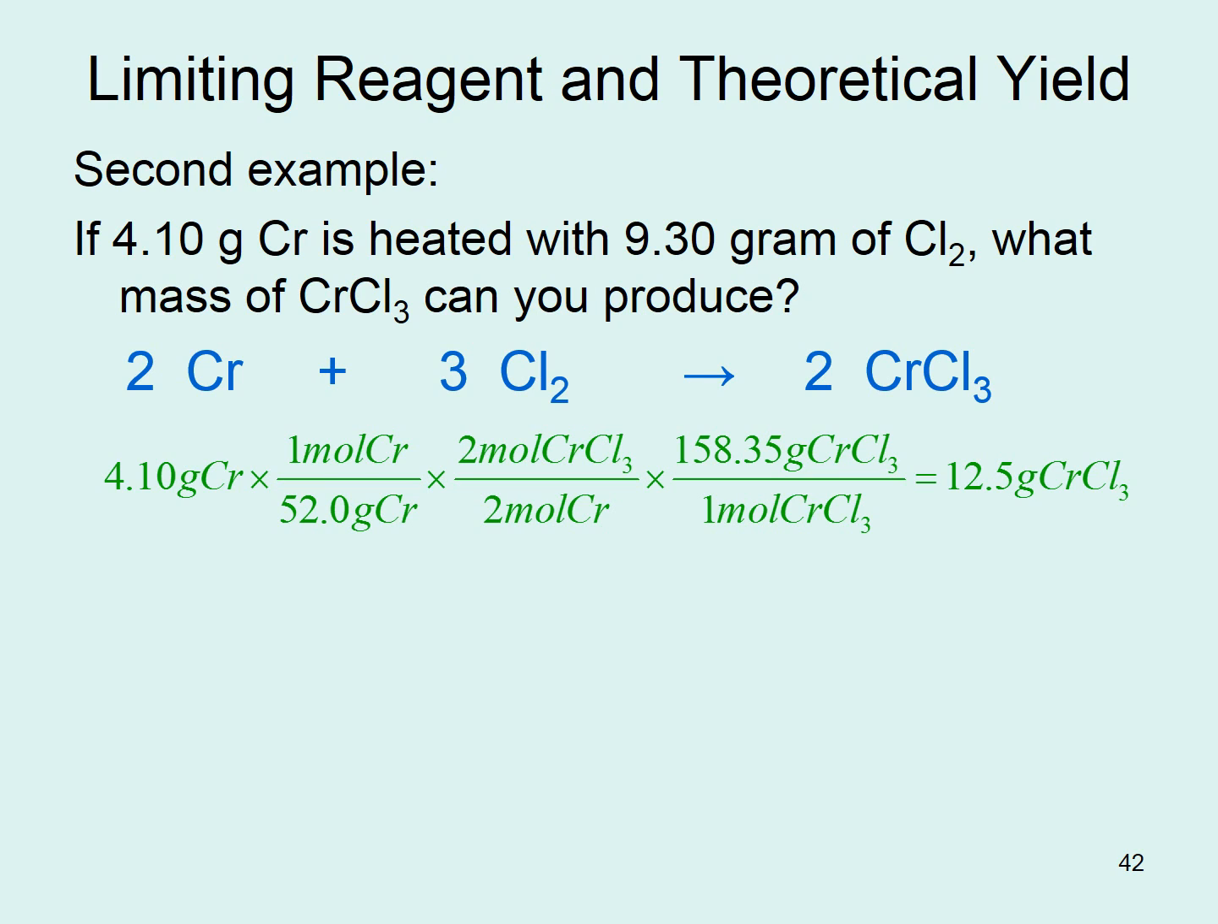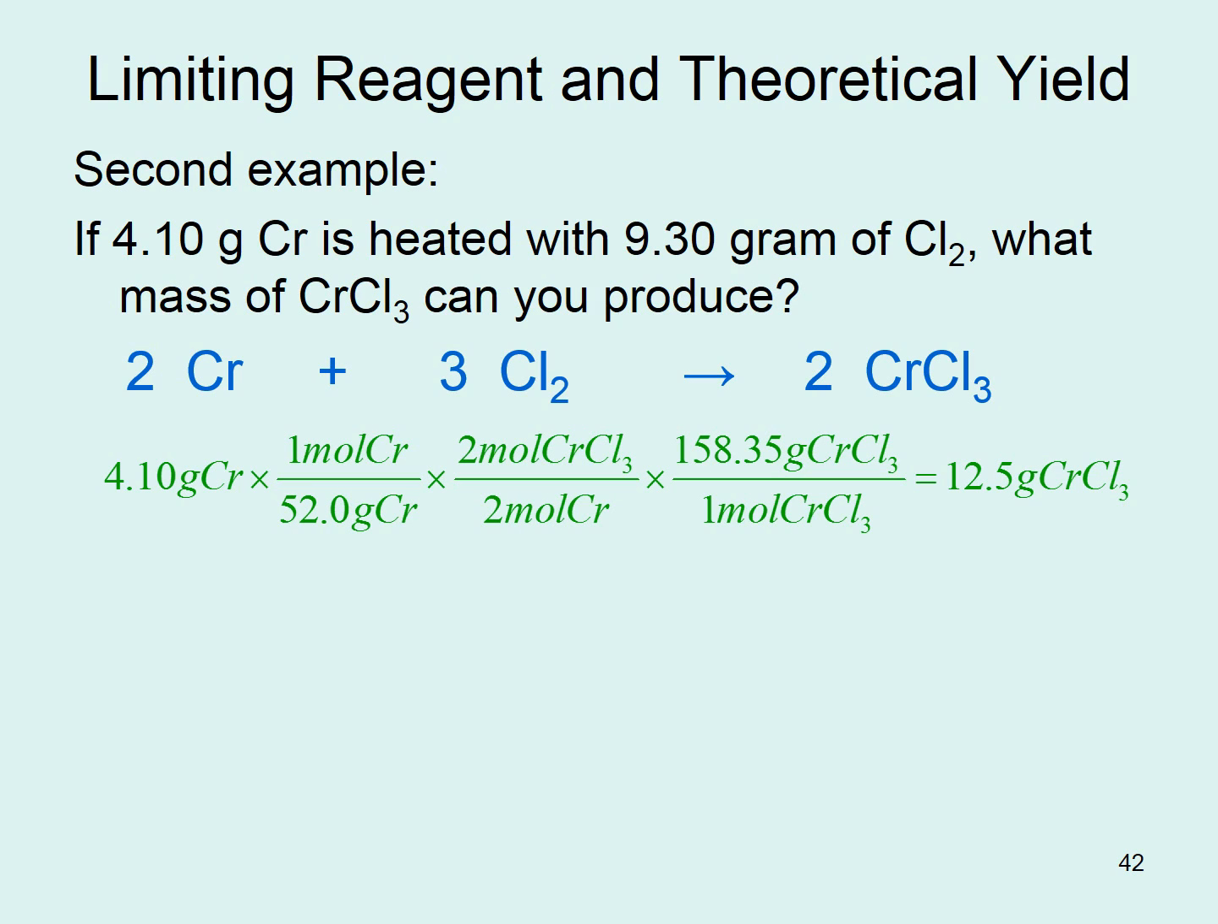So divide by the molecular weight, grams to moles. Then use the mole to mole ratio. We get 2 moles of chromium chloride for every 2 moles of chromium. And then multiply by the molecular weight of chromium chloride, and we can produce 12.5 grams of chromium chloride. If the chlorine gas was in excess, if we had lots of it, then we could make 12.5 grams.